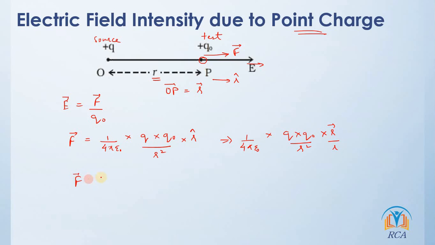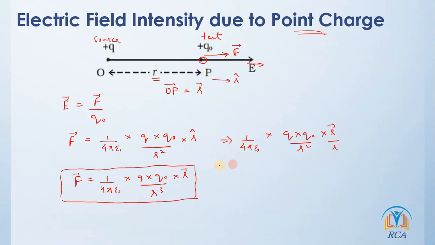That means the Coulombian force can be written as 1 upon 4 pi epsilon naught into Q into Q naught into R vector divided by R cube. So this will give you the amount of Coulombian force acting at point P due to the source charge.